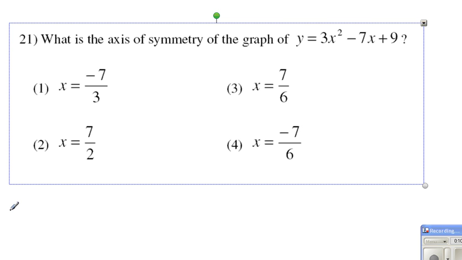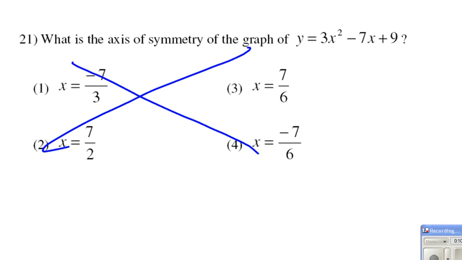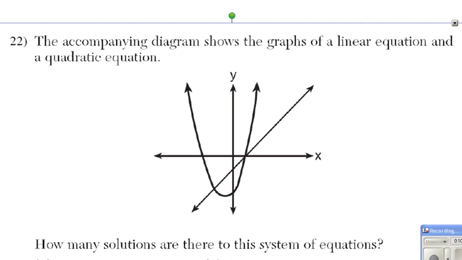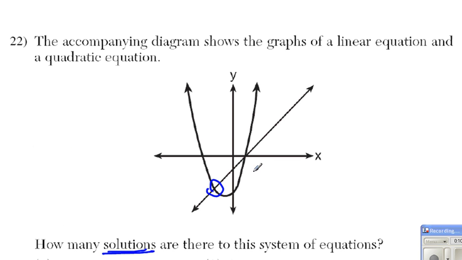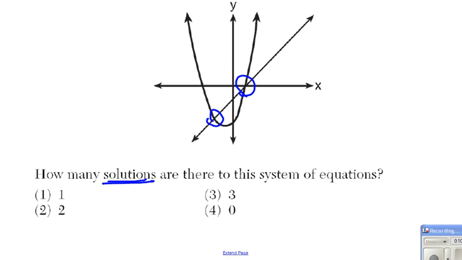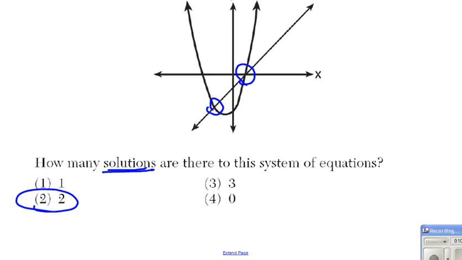Now let us move on. The axis of symmetry, we're going to skip this one for now. It's not going to be in the exam. How many solutions here? That means intersections. We see 2 intersections. Therefore, choice 2 would be our answer.